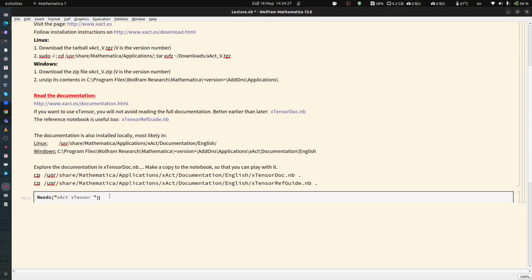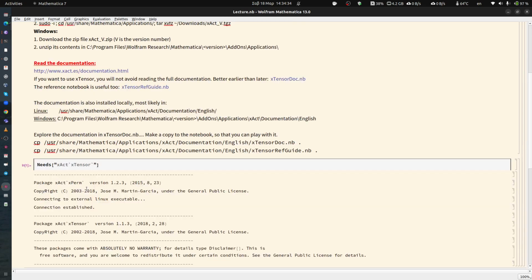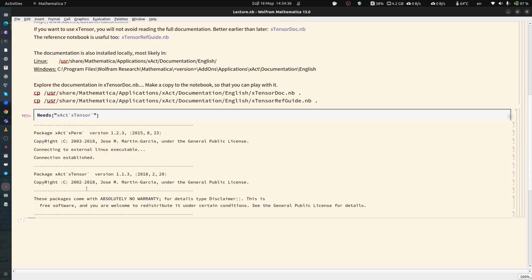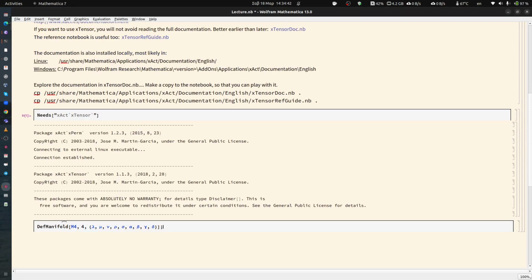First, we have to load the package with the function Needs. And then we define a manifold. In our case, it will be a four-dimensional manifold. That is the second argument in the function DefManifold. We use the symbol M4 for the manifold, and this is the list of indices that can be used for the tangent bundle of that manifold.